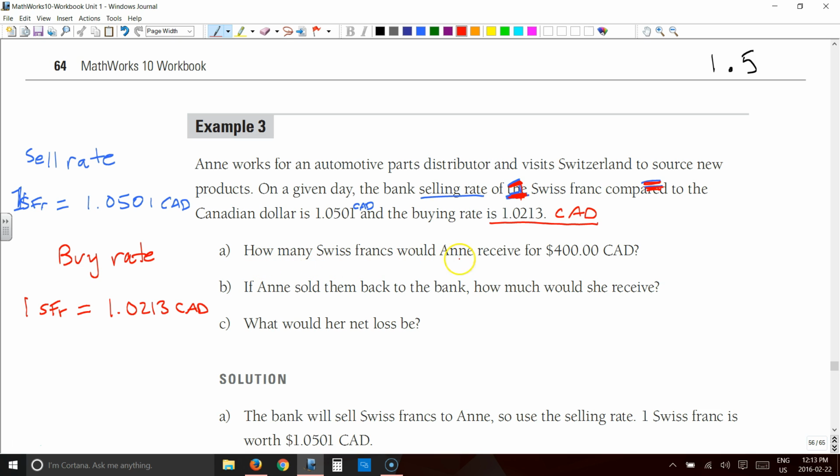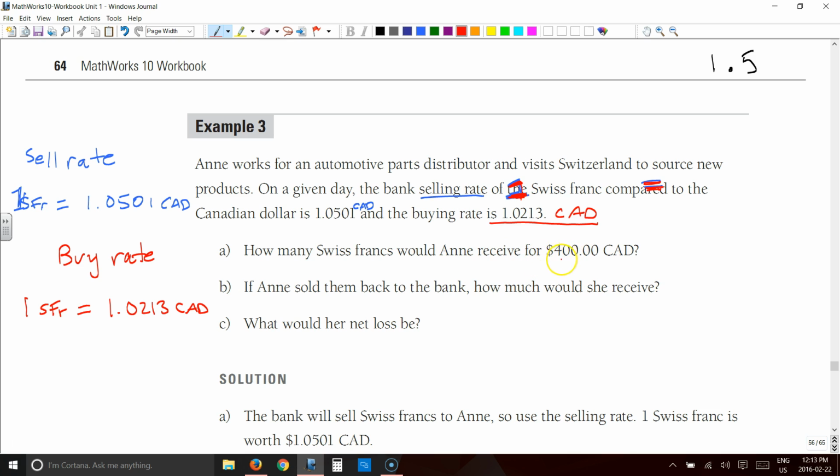It's saying how many Swiss francs would Anne receive for $400 Canadian. So I got a conversion to make. But the problem is I'm not sure which one of these two rates I'm supposed to use. So in order to go forward, I have to figure out which one do I use, and this is the easiest way in my mind.